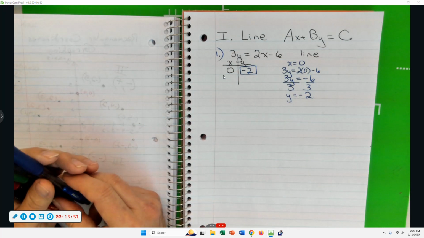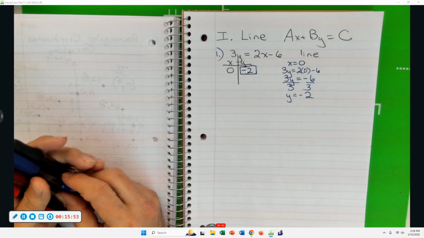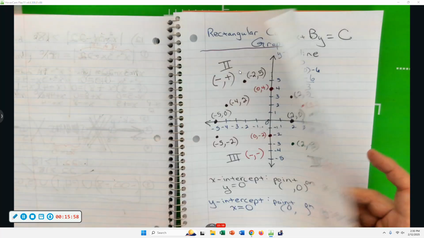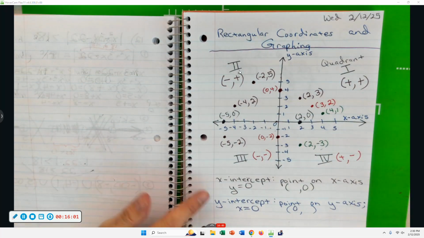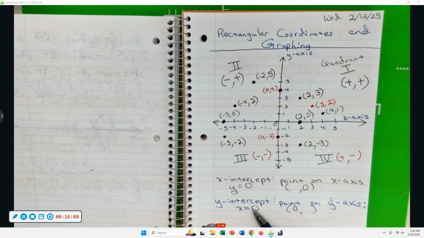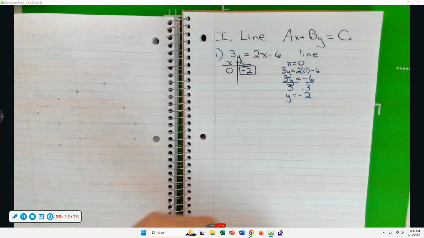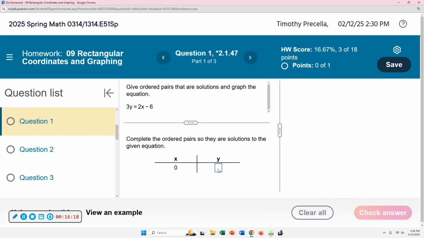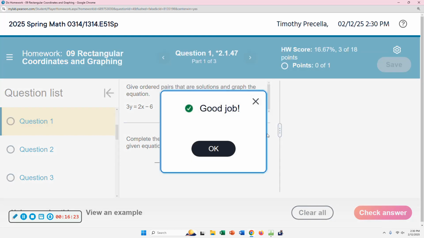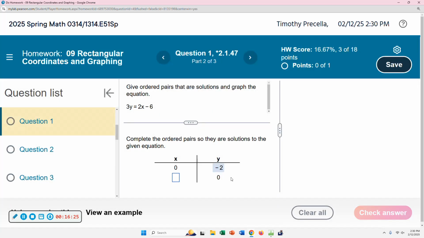In fact, if I can interrupt, this is an ordered pair: 0, negative 2. Looking at what he said, what kind of point did we just find? An x-intercept or a y-intercept? A y-intercept. We just found x is 0. To find the y-intercept, you let x be 0 and solve for y. Now go back to the equation and type in negative 2. Okay, and now they're going to give us another line on this little table.